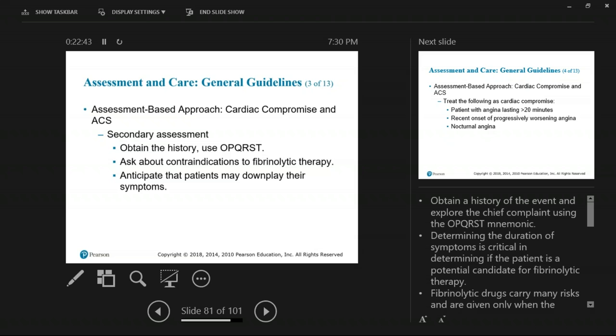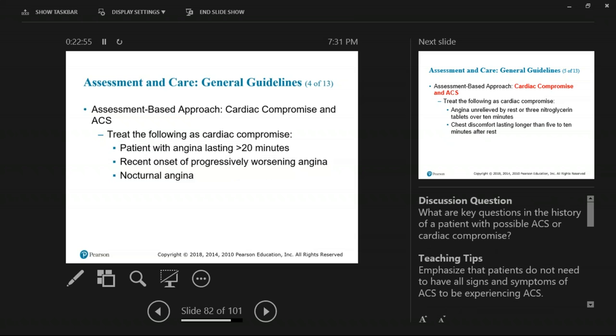Time is tissue. When you talk about a heart attack, like a brain attack, and we'll talk about strokes in another chapter, time is tissue. If somebody has chest pain or something cardiac-compromised lasting greater than 20 minutes, it's probably not going to be angina. So again, you're looking more at probably myocardial infarction. Was it progressive? Was it sudden onset?